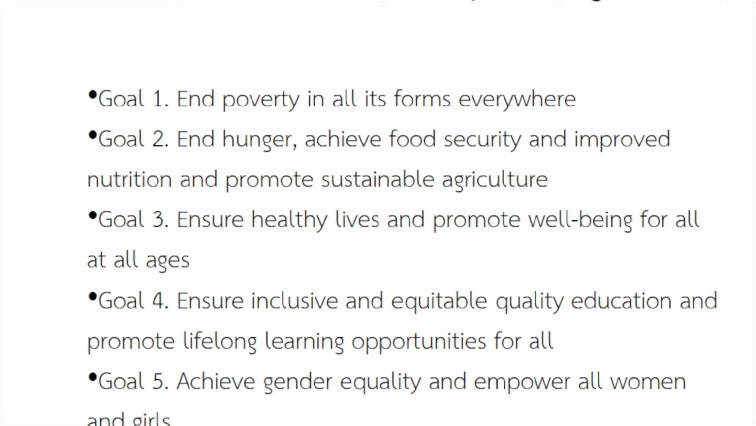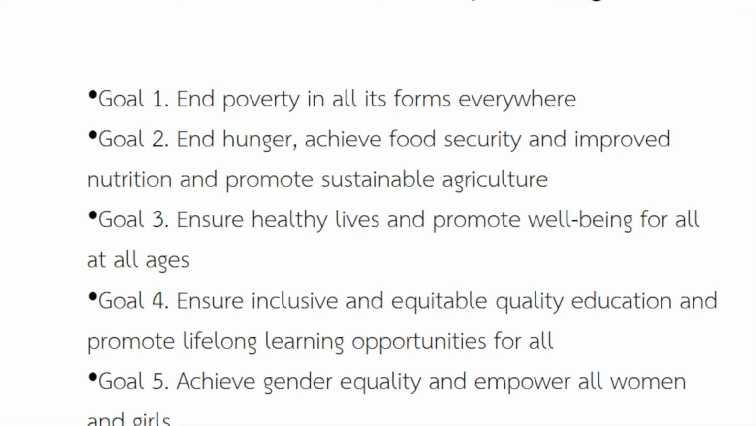Goal number 3 is to ensure healthy lives and promote well-being for all at all ages. So this goal emphasizes the need for health in our populations. Goal number 4 is to ensure inclusive and equitable quality education and promote lifelong learning opportunities for all. So education is the clear focus of this goal.